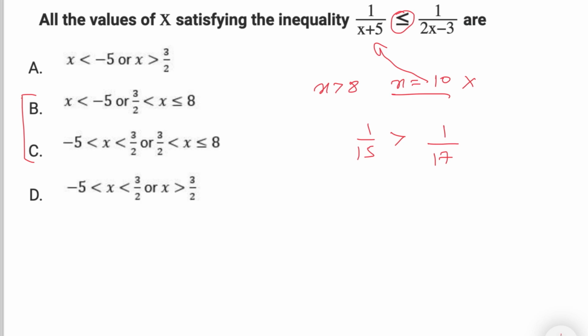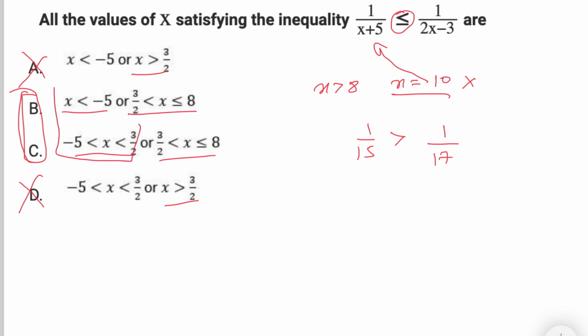So that rules out the A option and the D option directly, because in the A and the D options, x has been mentioned as greater than 3 by 2. No, not acceptable. So my answer has to be either the B or the C options, right? The difference between the B and the C options is the B option tells us that x is less than minus 5 or x is between 3 by 2 and 8. The C option tells us that x is between minus 5 and 3 by 2 or between 3 by 2 and 8. So the difference of these two options is the left hand side, this particular part.